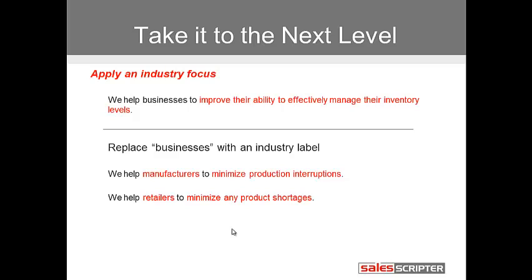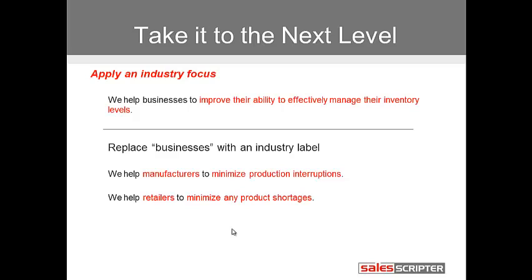And so we could talk about managing inventory levels, but we could get a little bit more specific for those different audiences. So here are some value statements that focus on the different audiences. We help manufacturers to minimize production interruptions, because there's an interruption when you don't have a particular item. So we help to do that. A retailer doesn't care about that. But that resonates a little bit better. It's a little tighter of a message.